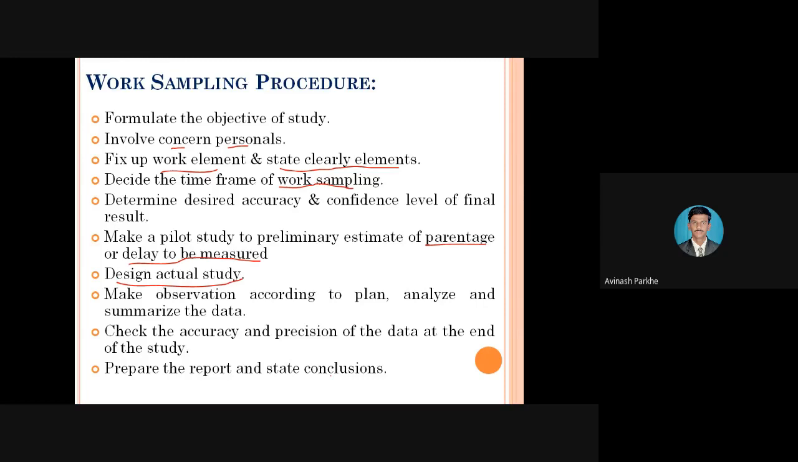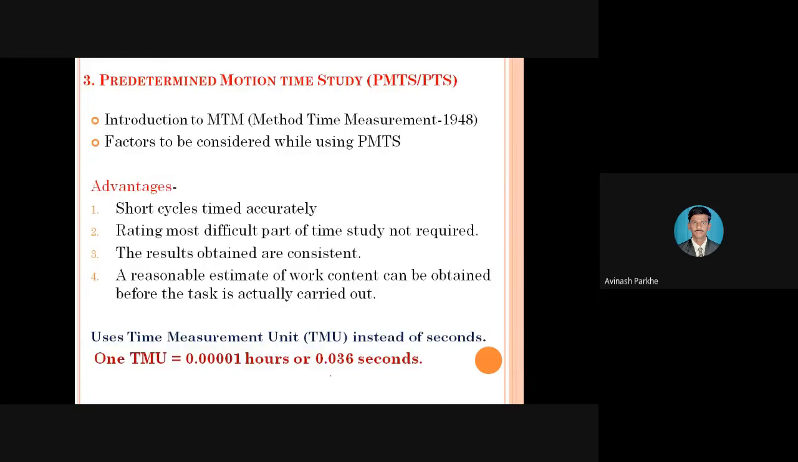So this is about the work sampling procedure, which is the second technique of work measurement. Okay, so this is the detailed procedure. And then we'll discuss the last technique or the last method of work measurement, which is called a predetermined motion time study. Predetermined motion time study, in short, is called PMTS. P means predetermined, M means motion, T means time, S means study.